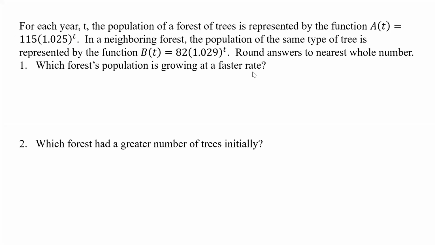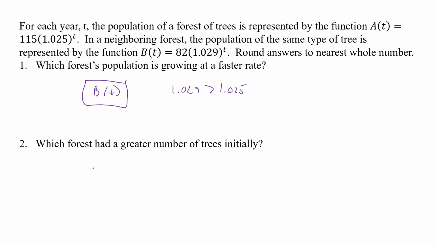Well, all we have to look at is our b value. And which b value is larger? Well, this is 1.025. This one is 1.029. This one is larger. So we get B of t is going to be the one growing at a faster rate because 1.029 is greater than 1.025. Now, which forest had a greater number of trees initially?